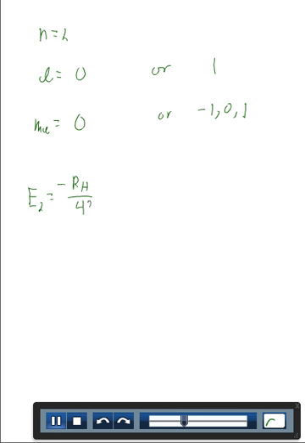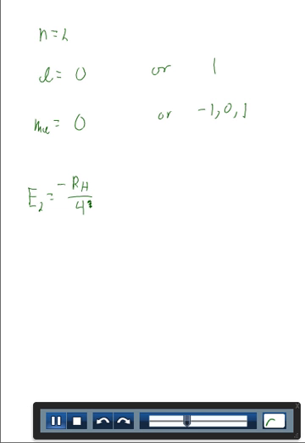So let's look at n equal 2. L can equal 0 or 1. M sub L can be 0 or -1, 0, and 1. What does this mean? So this means the energy for the n equal 2 state is this value. Oops, that's not R sub H squared 2. So minus R sub H over 4. So an electron with this energy can have different values for the other quantum numbers.